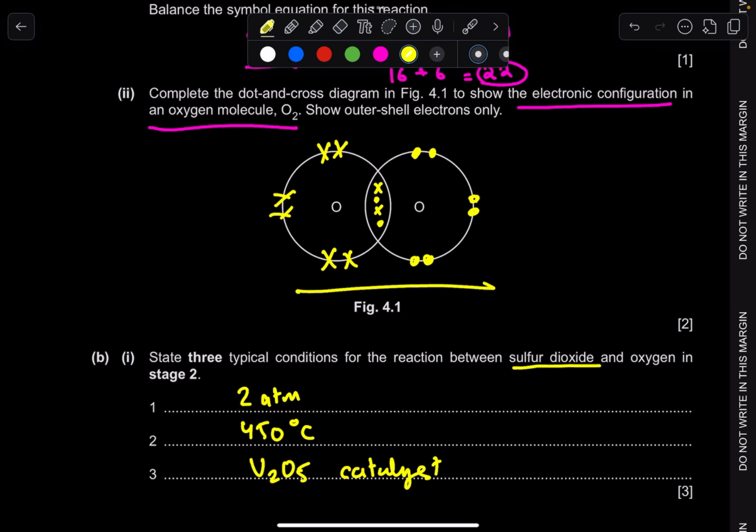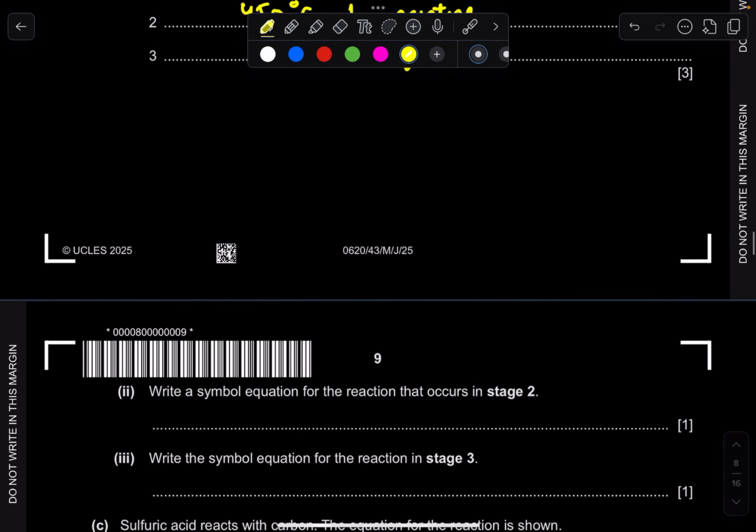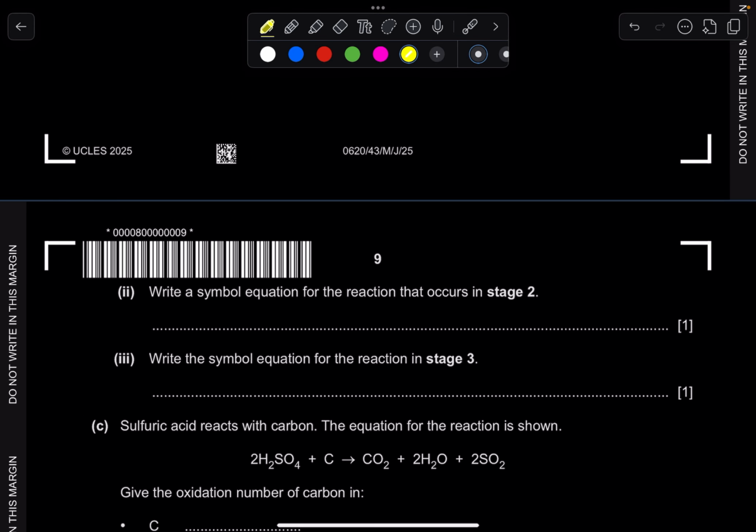catalyst, temperature and pressure. Okay, done. Write a simple equation for the reaction that occurs in stage 2.